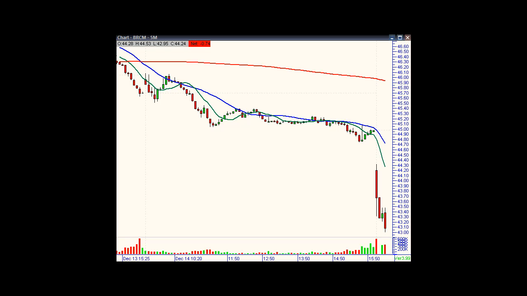Now this scenario right here, this little green bar inside of this red bar, we actually look for continuation to the downside, and we call these green bars ignored. So the trade triggers and we get a short on the way. Now as we fall into the whole number 43, if Broadcom is going to continue to break down, it's going to have to get through that whole number, and we look for a break and a close, not just a penetration or a piercing of the whole number.